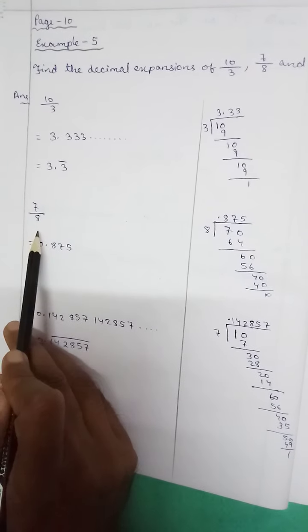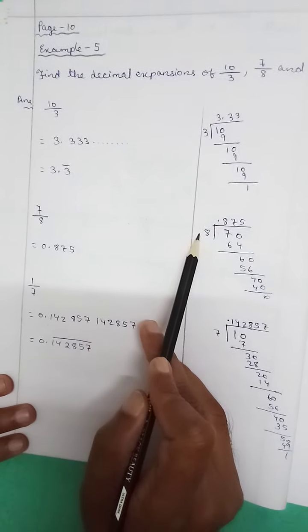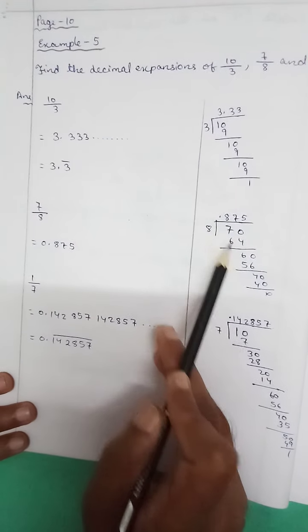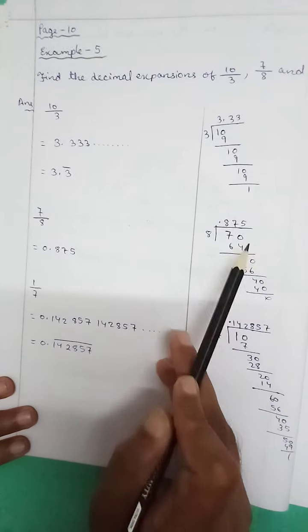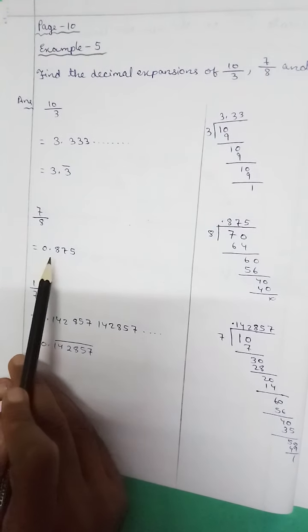Second one, 7 by 8. Divide 7 by 8. Not going, so decimal 0. 8 8s are 64, 60. 8 7s are 56, 40. 8 5s are 40. So 0.875.